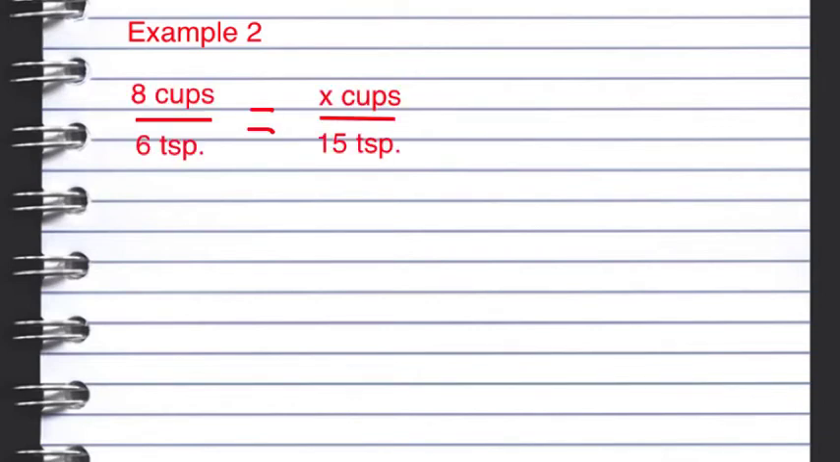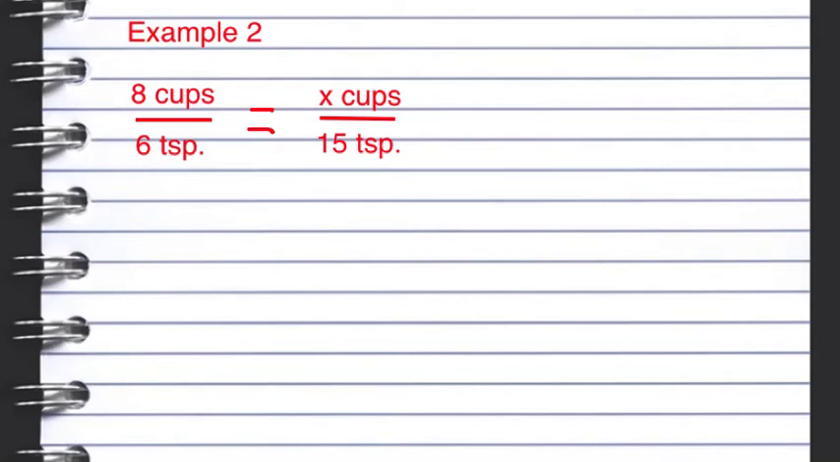Okay? Okay, so let's look at example 2. We're looking at cups of flour and teaspoons of salt. So let's go ahead and set up our proportion. Okay, so here's our proportion. We have 8 cups of flour to 6 teaspoons of salt. Notice I have cups on top, teaspoons on bottom for both ratios. And we want to find out how many cups of flour for 15 teaspoons of salt.